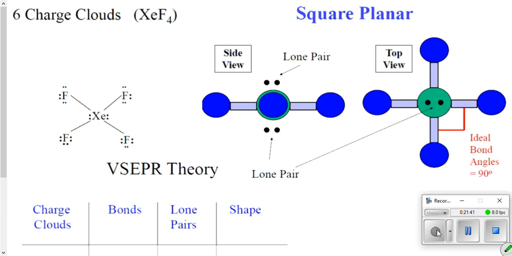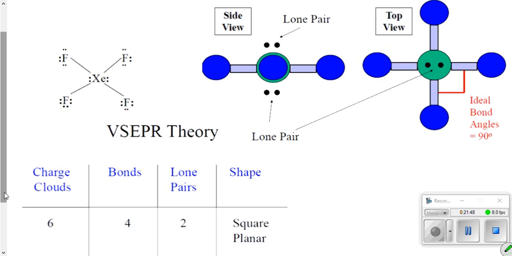Xenon tetrafluoride is a great example of replacing yet another one of those 6 charge clouds with a lone pair. In xenon tetrafluoride, we see 4 of my 6 charge clouds from bonds. We see 2 of my 6 charge clouds from lone pairs. So in this case, we've taken this octahedron. We've put one of those pairs of electrons at the top, one of those pairs of electrons at the bottom.